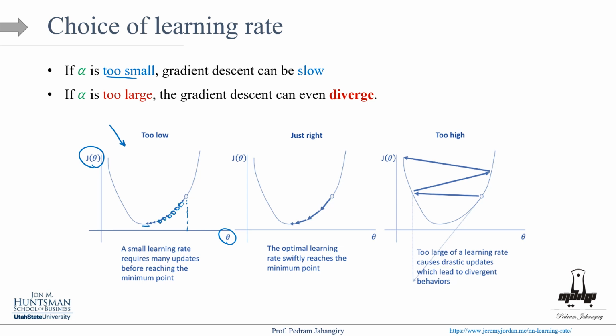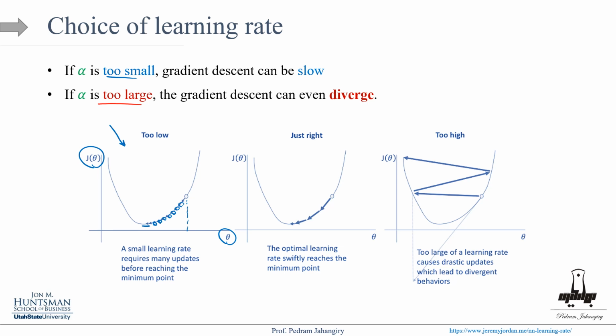And the problem is that each iteration is using the entire train set to update the parameters. If the train set is millions of records of data, and if the model requires so many of these iterations to get to the minimum point, as you can see, it's going to be computationally expensive, right? On the other hand, if the alpha is too large, then the gradient descent can even diverge. We say it can jump over the minimum, or it can even diverge.